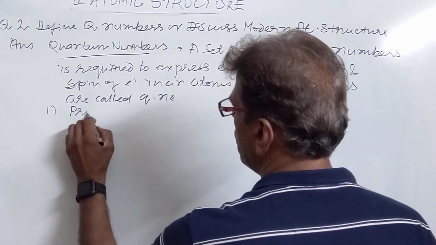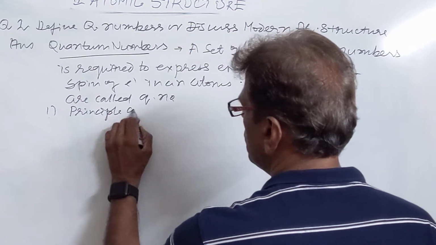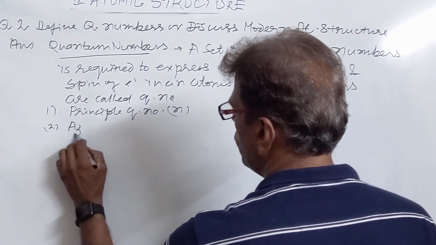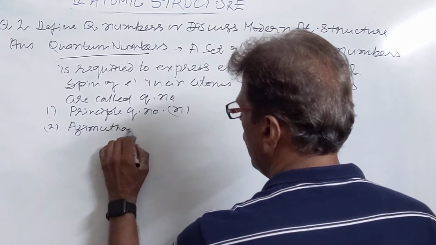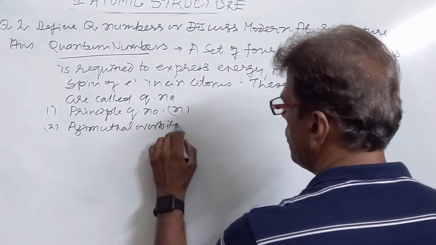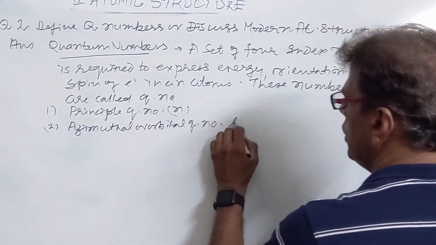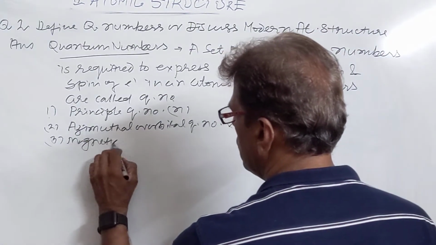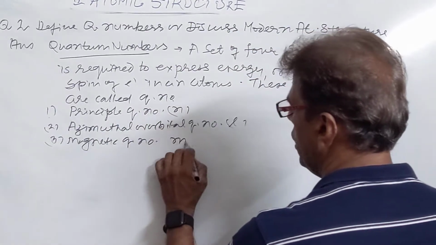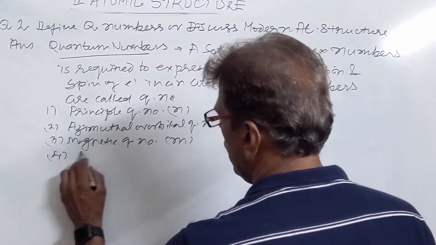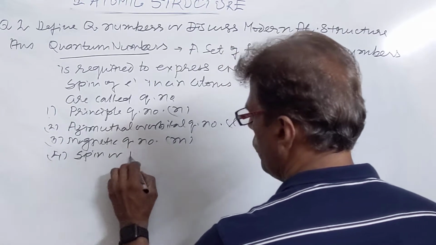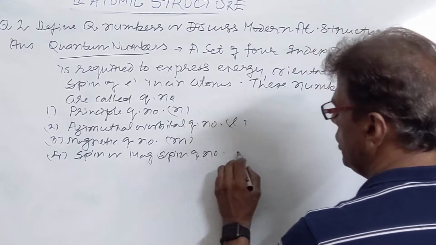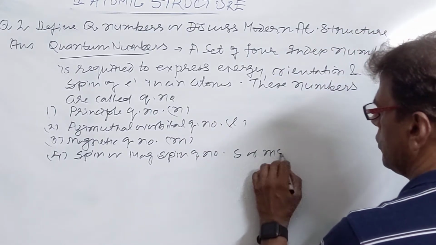First is principal quantum number. It is given by n. Then we have azimuthal or orbital quantum number. It is given by L. Then we have magnetic quantum number. It is given by M. Then we have spin or magnetic spin quantum number. It is represented by S or MS.